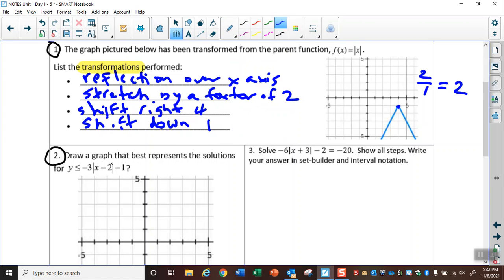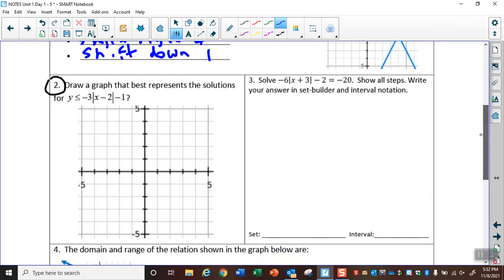All right, so now it says draw the graph. So what you can do is just put this into Desmos, all right, and then you just put it on there to check it out. If you want to try it first by going through the transformations, I could say, okay, it's going to be flipped upside down. It's going to be stretched by 3. That's my slope is 3. And it's going to be to the right 2 and down 1.